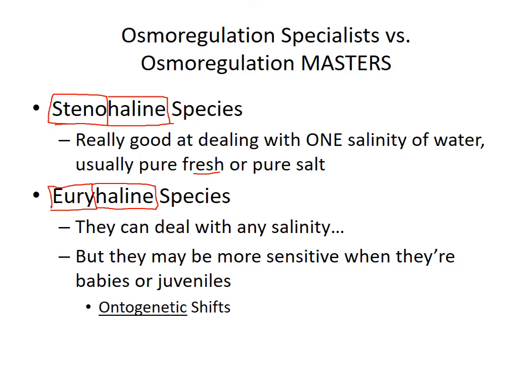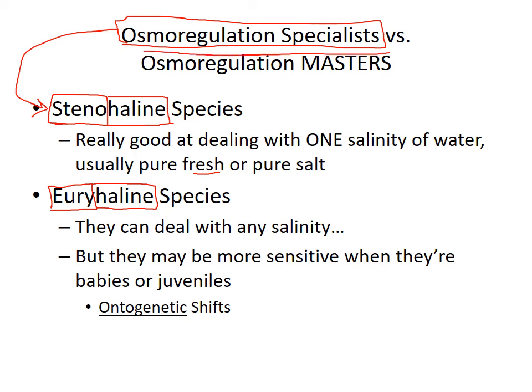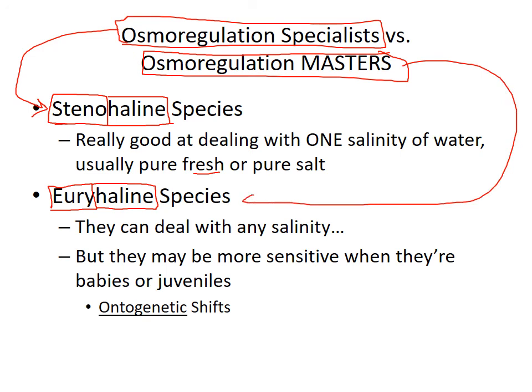So those could switch around their osmoregulation style in order to move between fresh water and salt water, or to deal with a change in salinity at the location that they're at. So I'm calling the stenohaline species the osmoregulation specialists because they can handle the conditions that they're adapted for, but they can't handle other conditions. And then the osmoregulation masters are the euryhaline species that are able to handle sort of any sort of conditions.